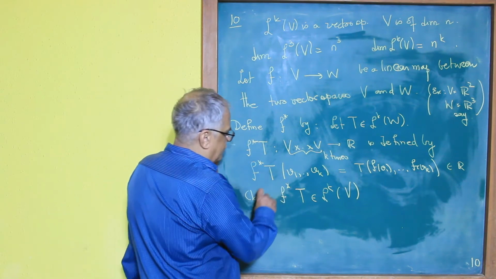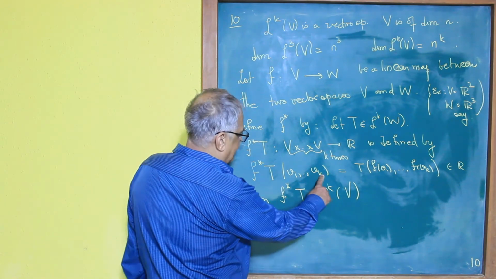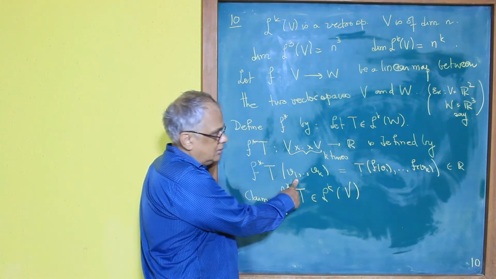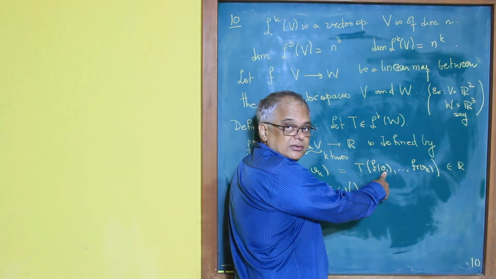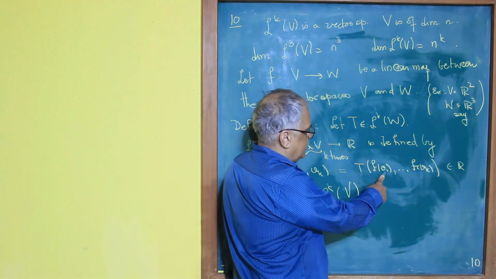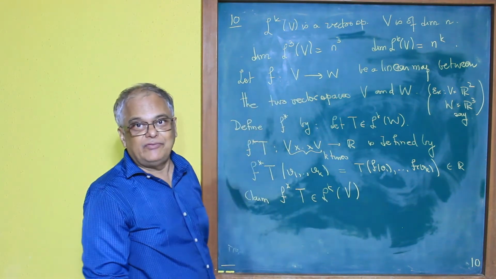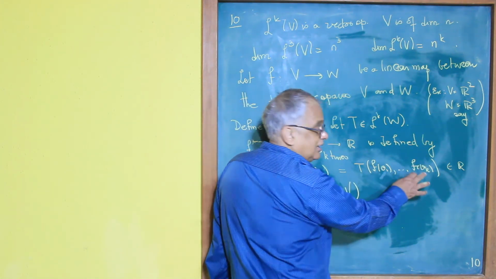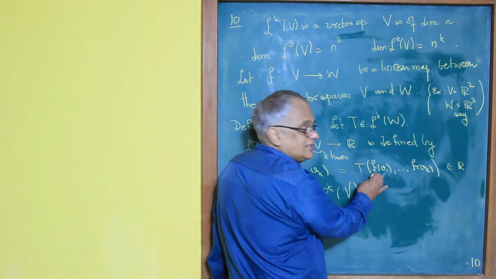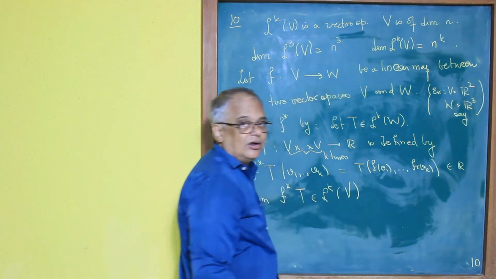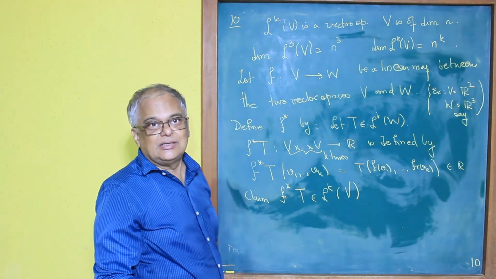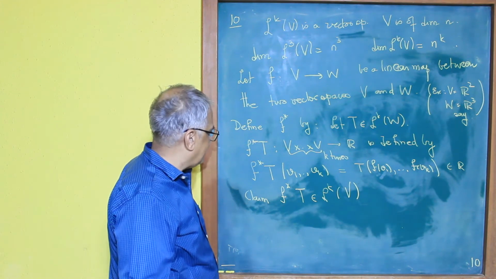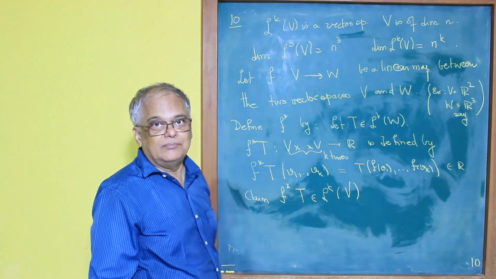How do you prove this? Keep all the variables fixed. Look at it as a function of one variable, v1. So you take v1 plus w1 here, what is going to happen? F is linear, so f of v1 plus w1 is f(v1) plus f(w1). All the others are fixed. T is a multilinear map, and therefore when all the others are fixed, T is linear in the first variable. Therefore, you will get T of f(v1) and so on, plus T of f(w1) and so on. Okay? So this shows you that f star of T is in L^k(V).